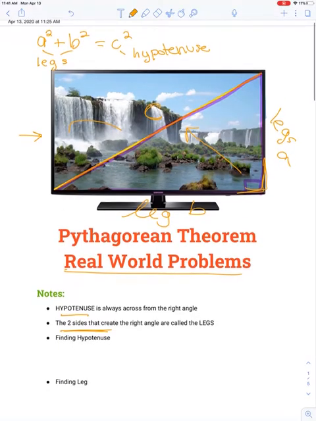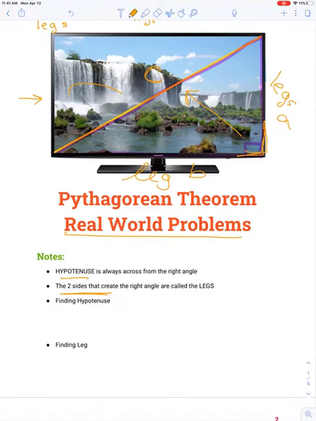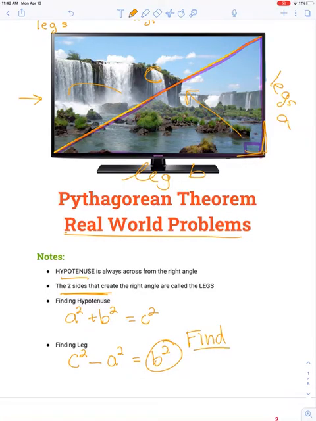All right, so just real quick again, to find the hypotenuse, it's the traditional A squared plus B squared equals C squared. And then to find a leg, that means we know our C squared, our hypotenuse, and we're going to subtract one of our legs from that to find our third leg. Remember, this is the one that we are trying to find. All right, so let's look at some of these examples.